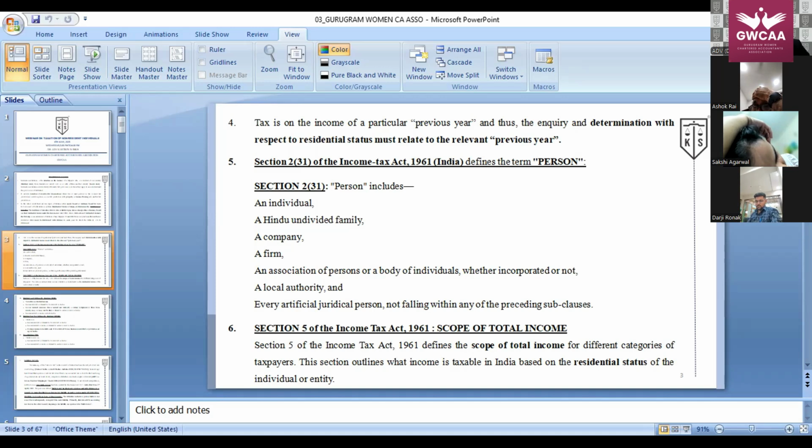But his category will be considered as not ordinary resident category, and same way उसकी जो फॉरेन सोर्स की इनकम है, जिसका इंडिया के साथ कोई कनेक्शन नहीं है, उस पे उसको टैक्स नहीं भरना पड़ेगा.